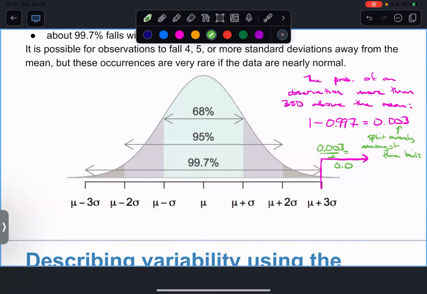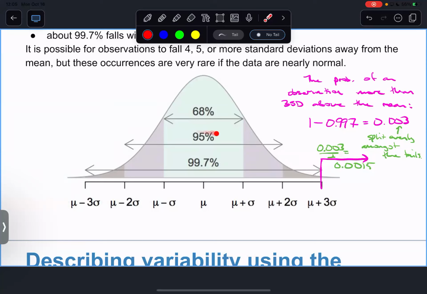Same thing, 0.0015. 1, 2, 3, yeah. So you can use these approximations to say, okay, if you have something that's 3.5 standard deviations above the mean, you could just say, well, that probability is less than 0.0015. Right? And then use software for more precise probabilities, right?